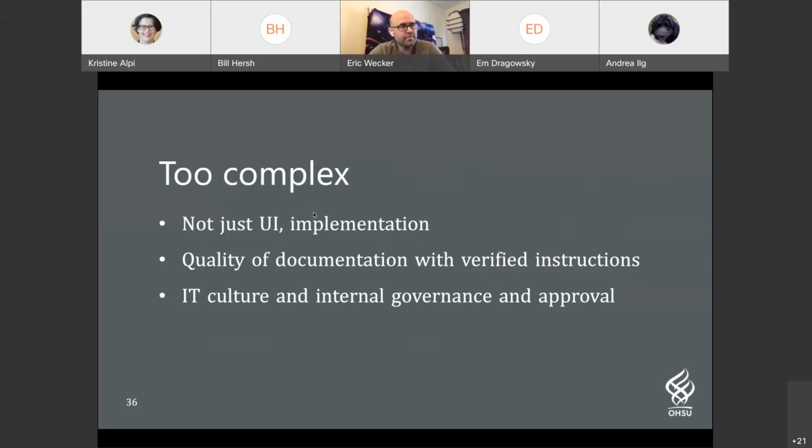The developers need documentation that has been tried out, and they've verified, they've used their own documentation. And if we go back to the previous barrier about supporting partners in implementation, they need to have instructions that they can follow along with to make sure they work. But then, outside of the control of any FLOSS developers would be the IT culture and the internal governance and approval process at the institution. That obviously plays a huge role in the perception of how much resources these projects will take up.